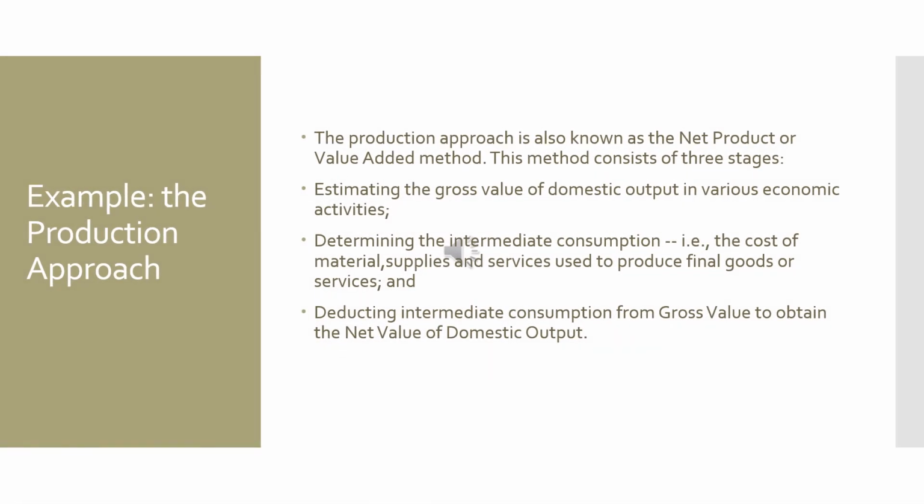Example: the production approach. The production approach is also known as the net product or value-added method. This method consists of 3 stages. Estimating the gross value of domestic output in various economic activities. Determining the intermediate consumption, i.e., the cost of material, supplies and services used to produce final goods or services, and deducting intermediate consumption from gross value to obtain the net value of domestic output.